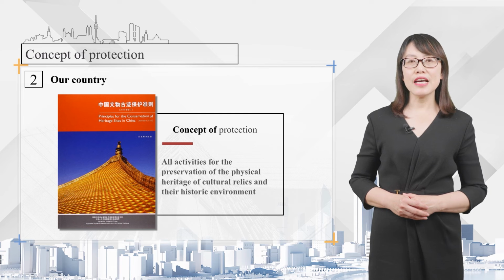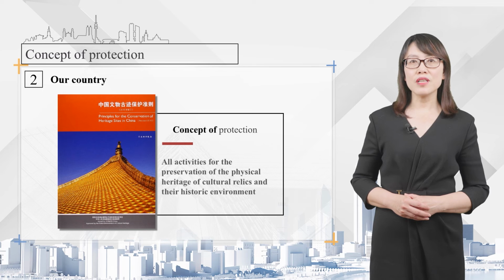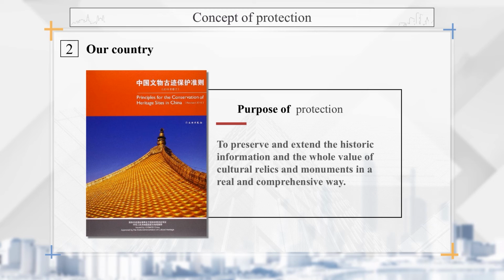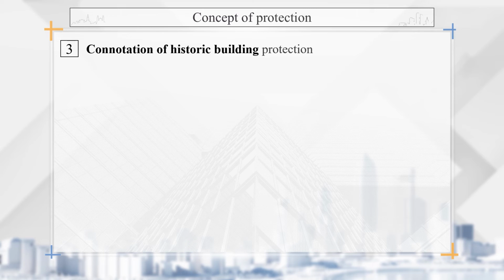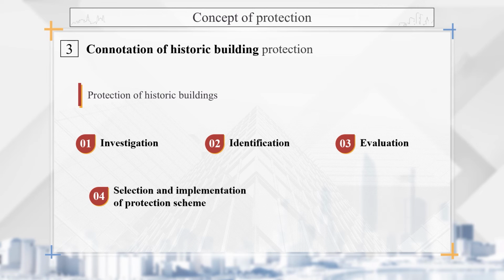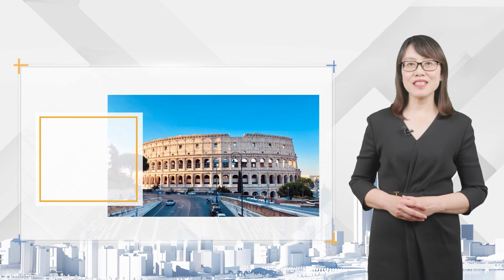It is not only the engineering and technical intervention at the material level, but also the relationship between heritage and related environment in time and space. The purpose of protection is to preserve and extend the historical information and the whole value of cultural relics and monuments in a real and comprehensive way. From this concept, we can see that the protection work of historic buildings is not only a simple maintenance work, but also involves the investigation, identification, evaluation, selection, and implementation of protection scheme, protection management, and other work, which is a systematic project.